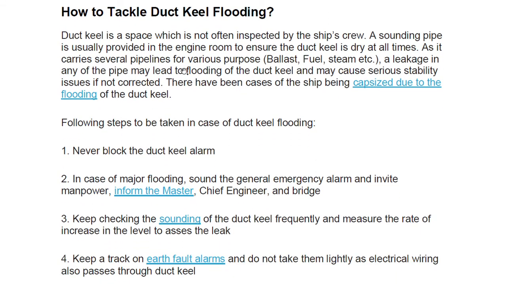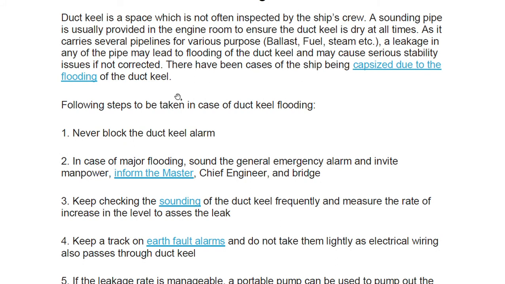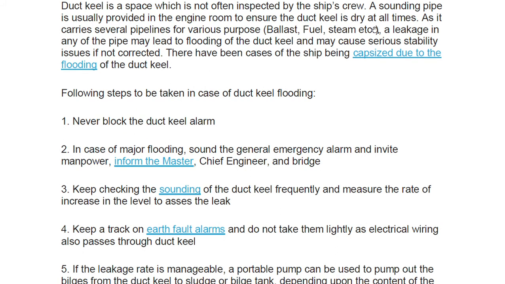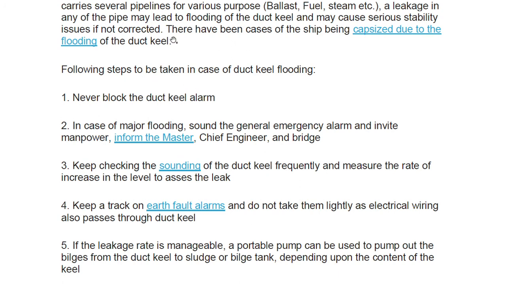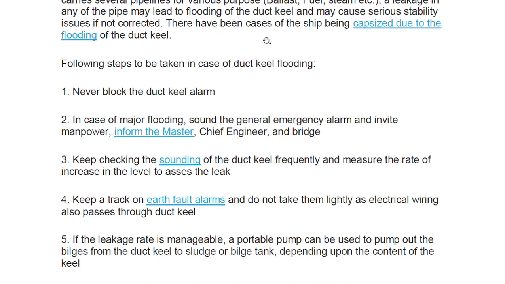So suppose there is a flooding that occurs, then how are we supposed to tackle this flooding in the duct keel? It is a confined space. A sounding pipe is usually provided, as we have discussed. It is dry at all times, and it carries several pipelines for various purposes: ballast, fuel, steam, etc. A leakage in any of the pipelines into the duct keel may cause a serious stability issue if not corrected. So there have been cases of ships capsizing due to the flooding of the duct keel.